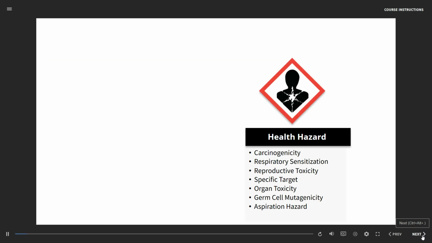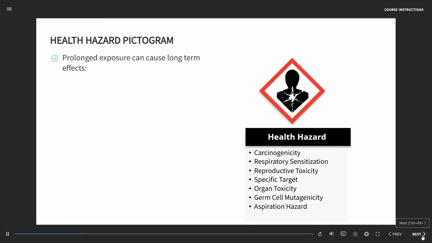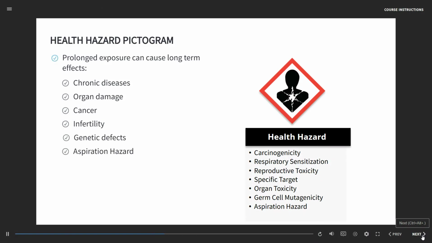The health hazard symbol. Chemicals with this hazard pictogram may cause health problems over a prolonged period of time. These include long-term effects such as chronic diseases, sickness, damage to bodily organs, cancer, infertility, genetic defects, aspiration hazard, and more. Examples of chemicals that may cause the health hazards described include benzene, beryllium, asbestos, vinyl chloride, and arsenic. Appropriate use of PPE is a control workers must take when handling these types of chemicals to minimize the risk of these long-term health effects.